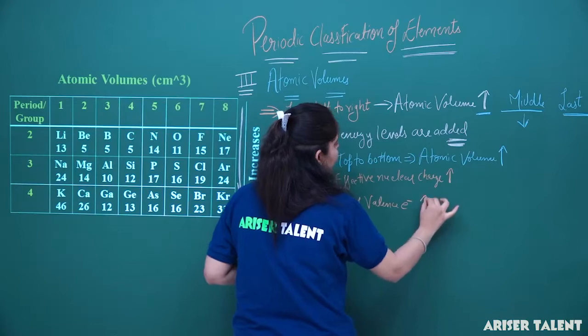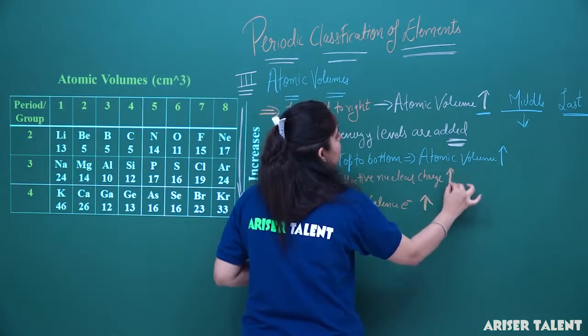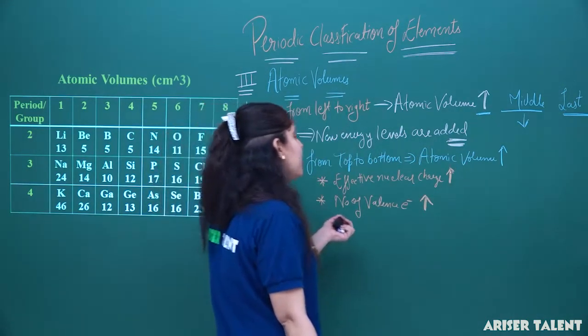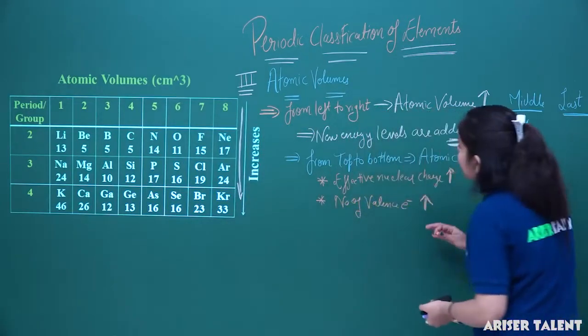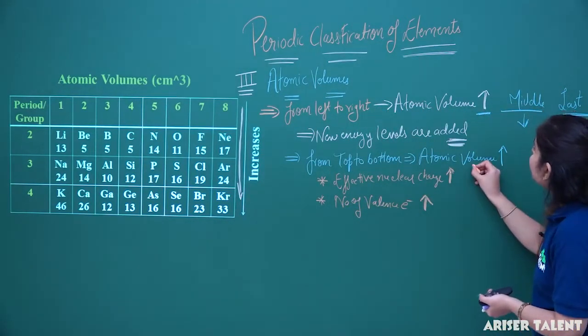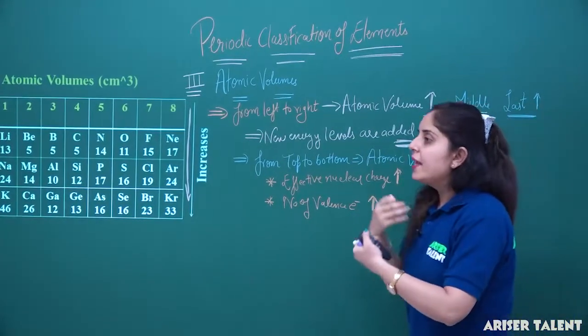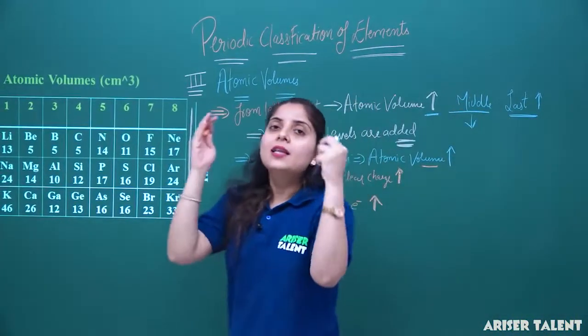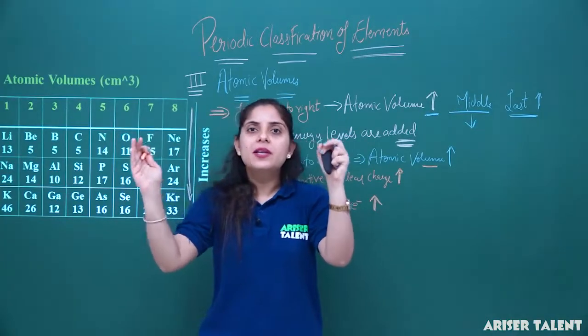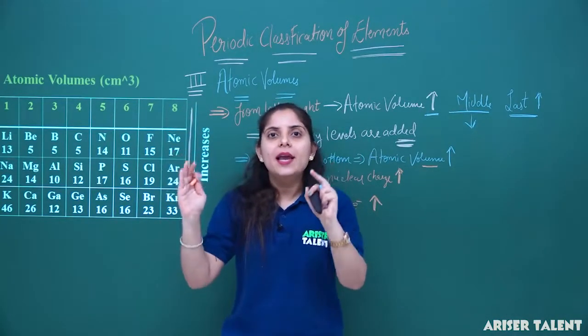The number of valence electrons increases. So if the effective nuclear charge is increased and the number of valence electrons increases, we can say that atomic volume will gradually increase, because on adding more valence electrons, the size of the atom or the size of the element is going to expand.